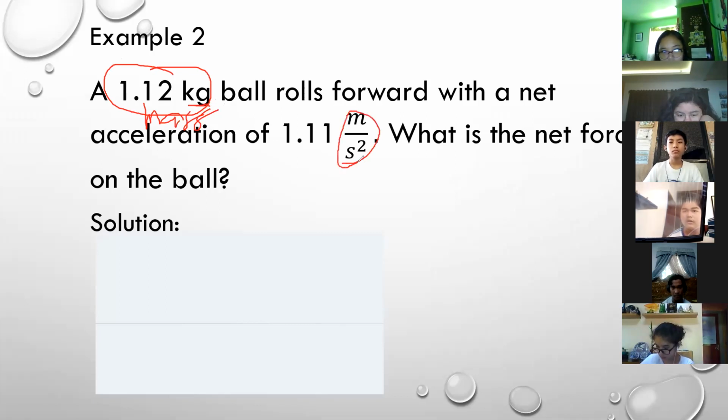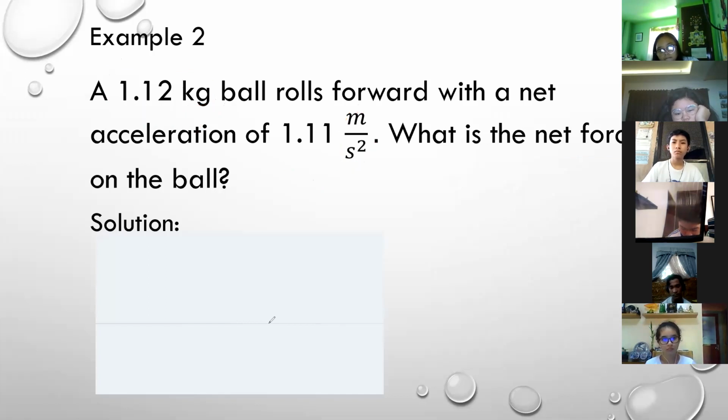The unit meters per second squared tells us that this is the acceleration. Obviously, the unknown is presented in the problem: what is the net force on the ball? To find the net force on the ball, we simply apply the formula again. What was the formula? Force equals mass times acceleration.